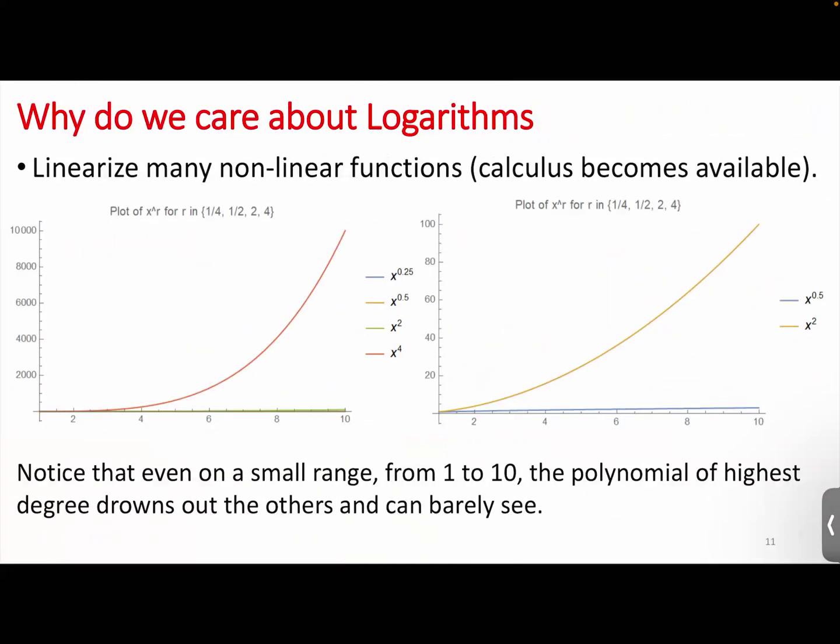So let's look at some functions like x to the 4th, x squared, x to the 1/2, x to the 1/4. And if I'm looking at this, even if I just look at the top two of them, say x squared and x to the 0.5, it's really hard to see differences in behavior. And when we look at all 4 of them, 3 of them basically are indistinguishable. They're this kind of blurry line on the bottom.